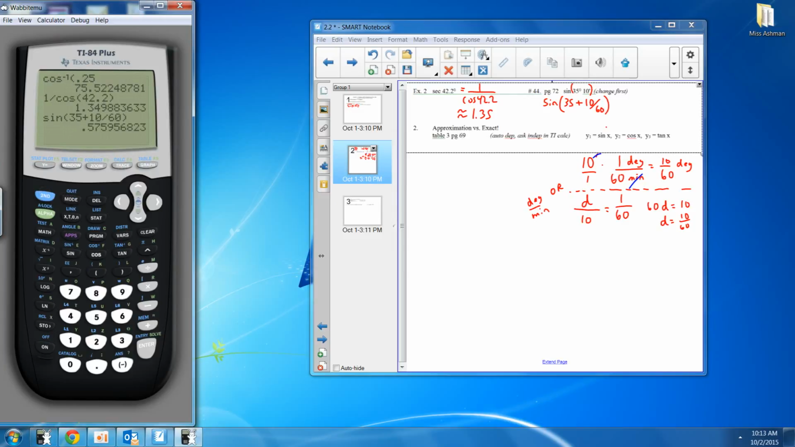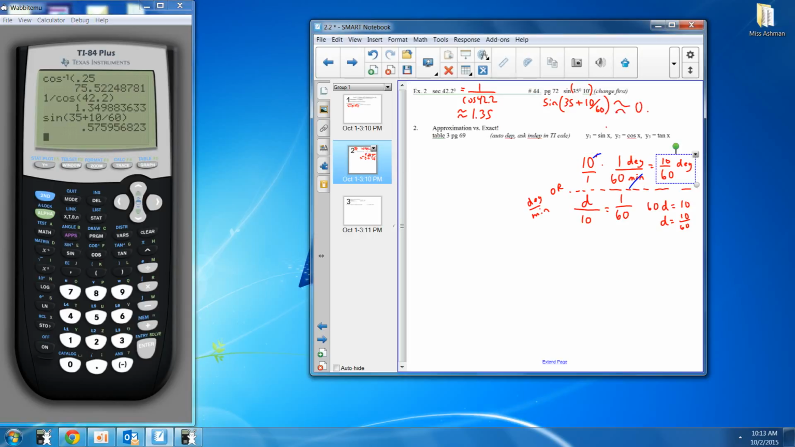I would check my mode, go into the mode button. I am in degree mode, so that's fine. I then type in sine 35 plus 10 divided by 60, which is already on there, hit enter, and then it ends up being 0.58, so approximately 0.58.